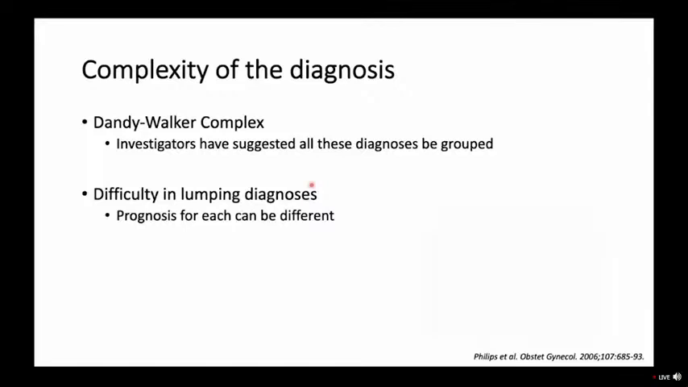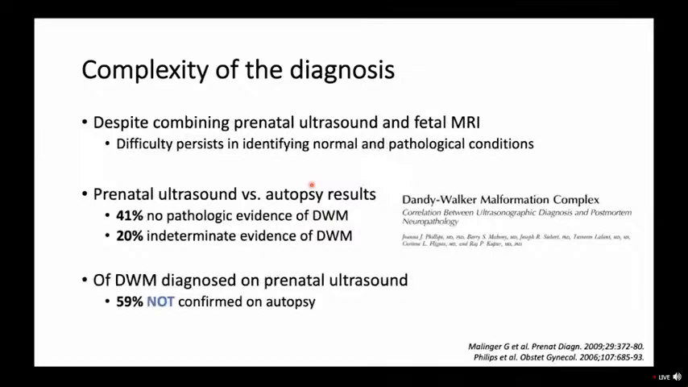There's a complex of different posterior fossa abnormalities. And investigators have said, well, maybe we should just lump them all together, call it a complex. But the problem is, as you'll see, some of these posterior fossa abnormalities don't have nearly as bad an outcome as maybe the classic Dandy-Walker malformation. So there is really an importance to not lump these into one group because the prognosis varies really significantly, and we want the patient to have accurate information.